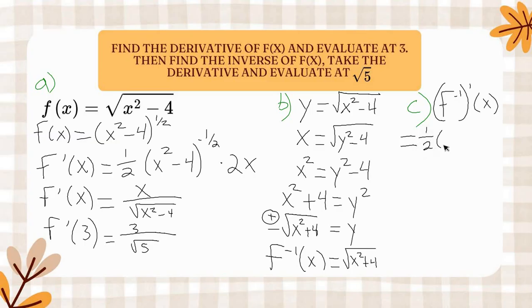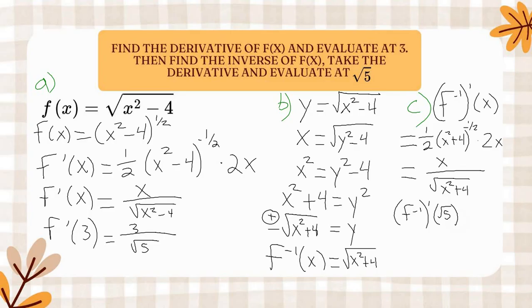So we get 1/2 times x squared plus 4 to the negative 1/2 power times, what's the derivative of the inside? 2x again. So again, my 2 and my 1/2 reduce to 1, and we get x over the square root of x squared plus 4 on the bottom. And then what are we plugging in? Square root of 5. So what are we going to have on top? Square root of 5. Okay. What is the square root of 5 squared? Just 5, right? And then plus 4 gives us 9, and the square root of 9 is 3.